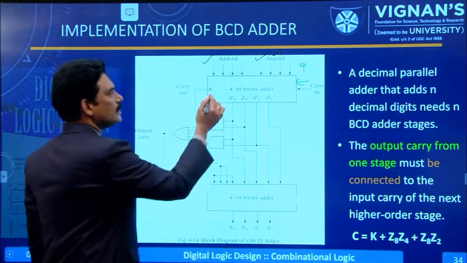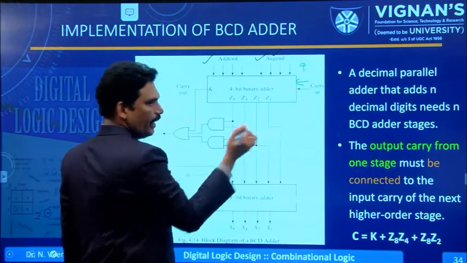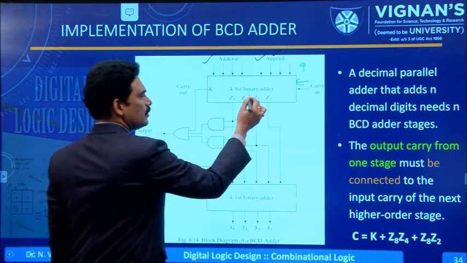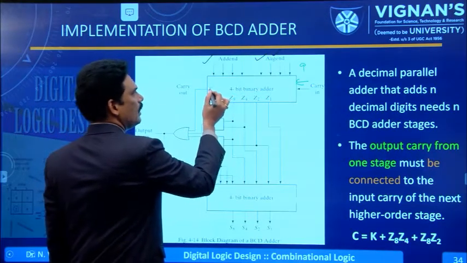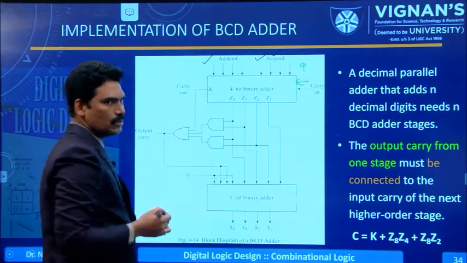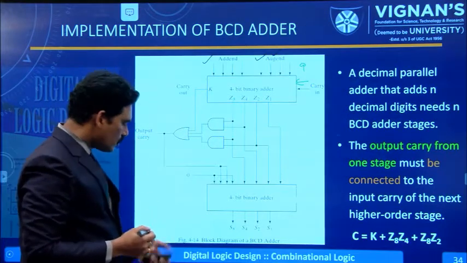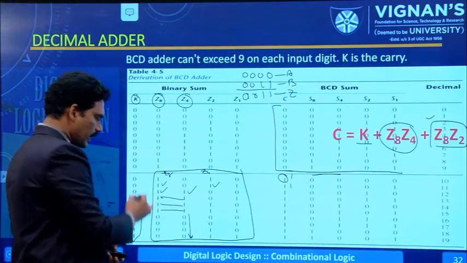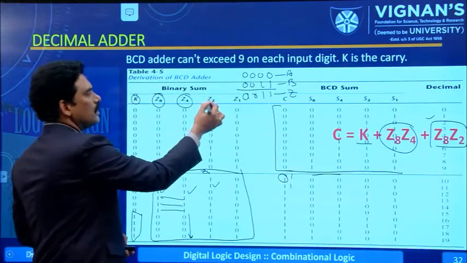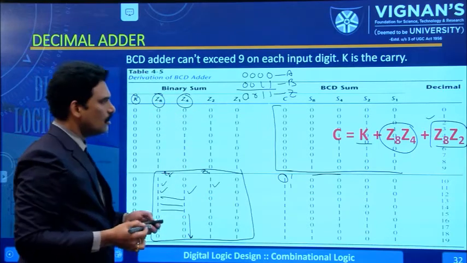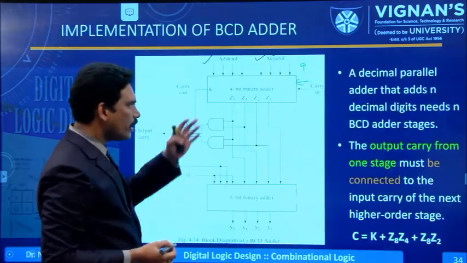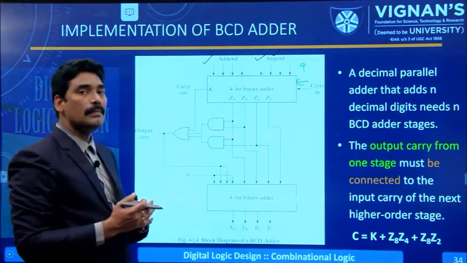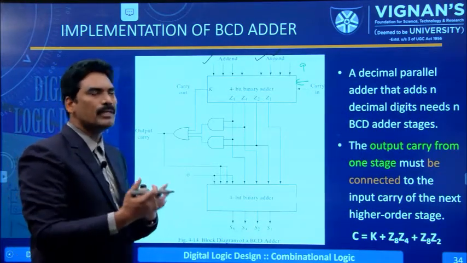This is a 4-bit binary adder. It gives the sum Z1, Z2, Z4, Z8, and it gives a carry also, K. So what are we doing here? We are performing BCD addition.